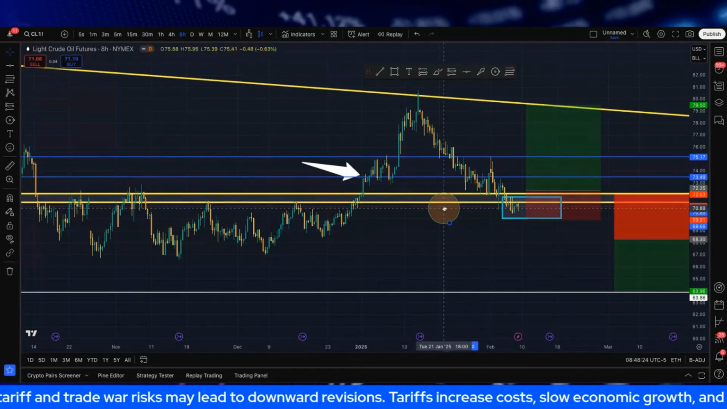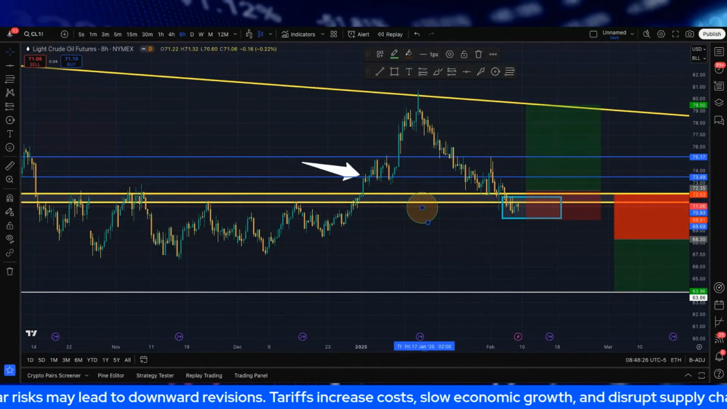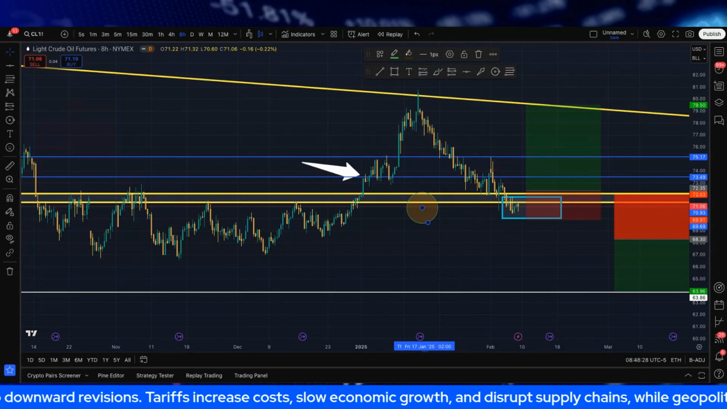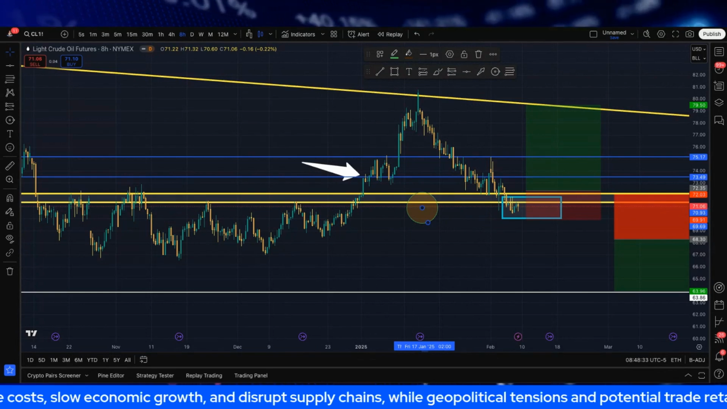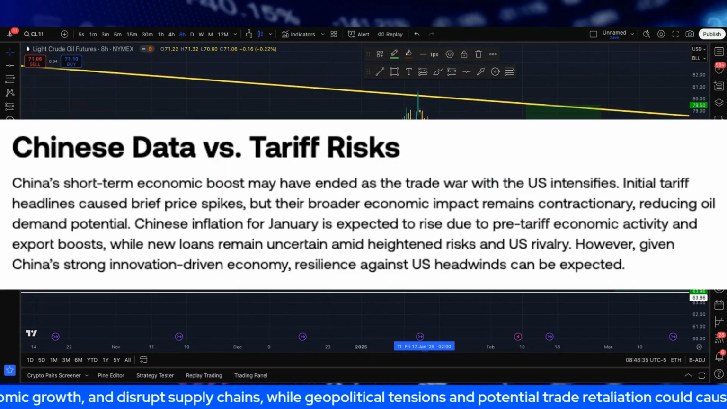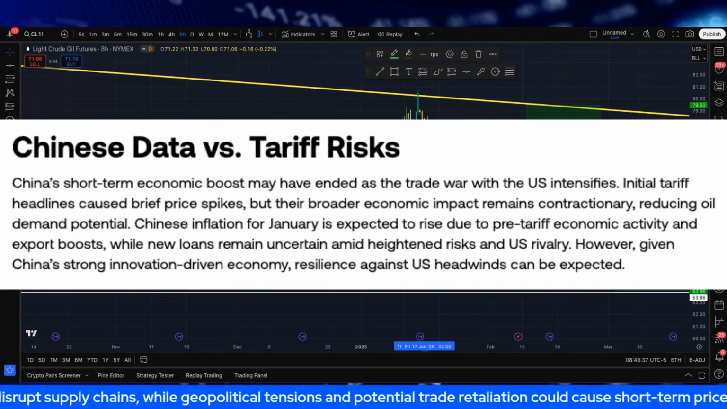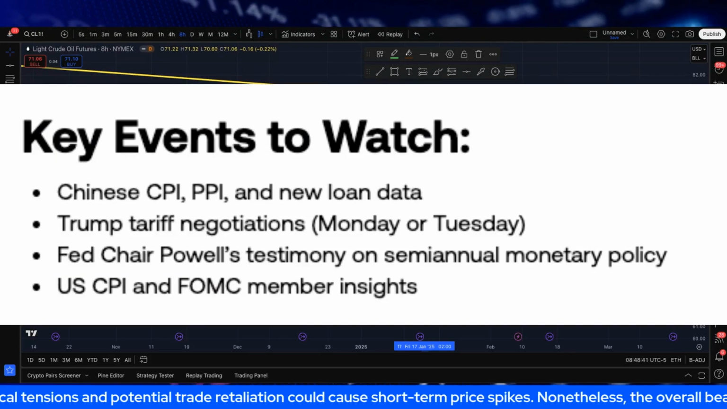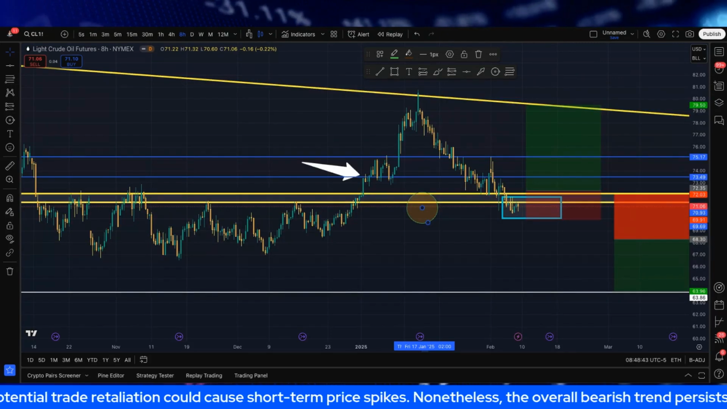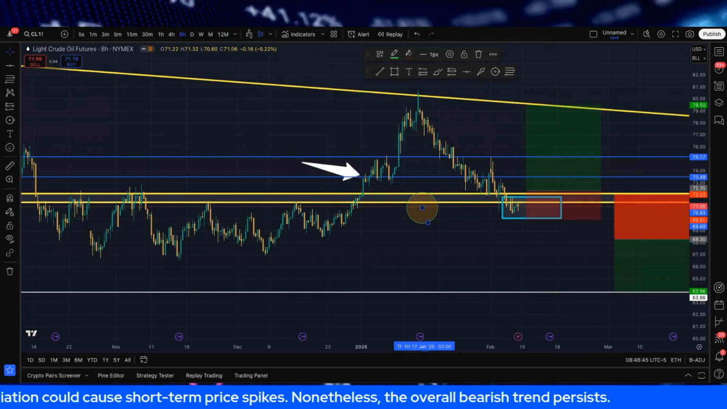So that's why I think the news on Monday and Tuesday, when it comes to some of the tariff negotiations that are happening, are going to be important as we dive through some of these different news events that are going to be happening on Monday and Tuesday of this week.